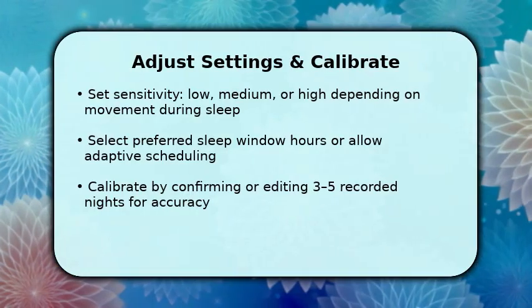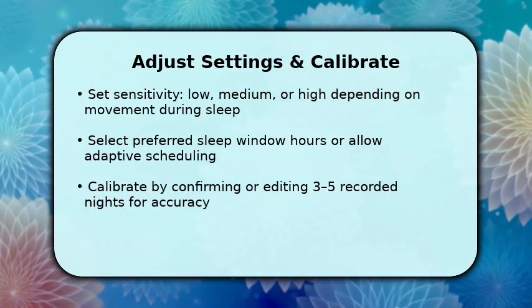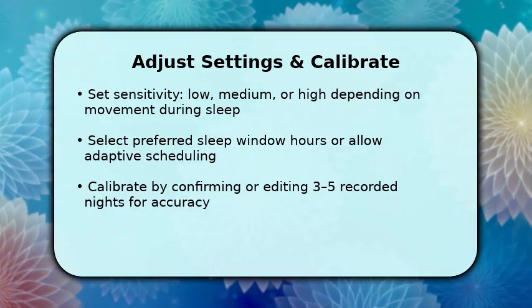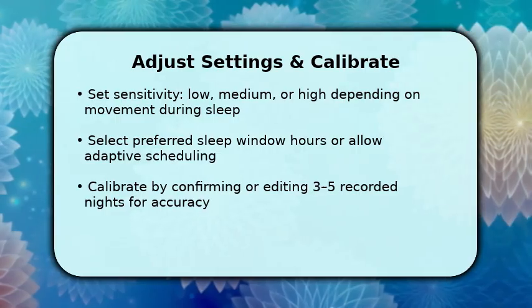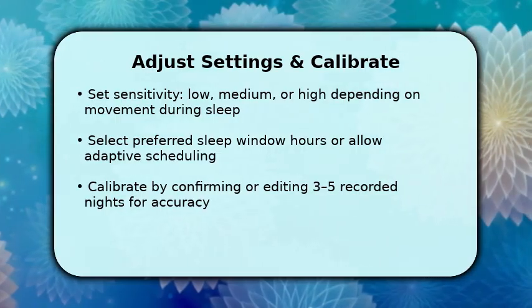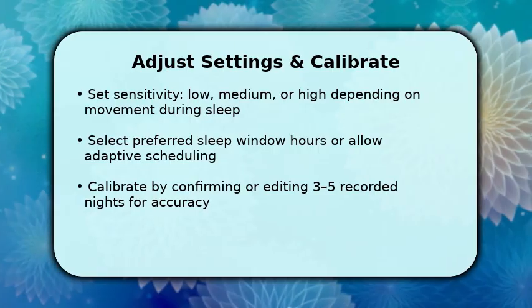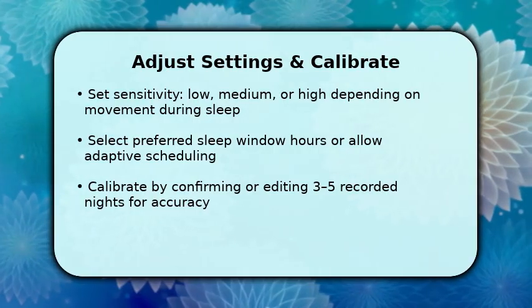Next, you refine how Auto Sleep interprets your nights. Open the sleep settings and choose sensitivity based on how much you toss and turn. High picks up subtle rest, low ignores brief stillness. Then decide whether to set a fixed sleep window or let adaptive scheduling learn times automatically.